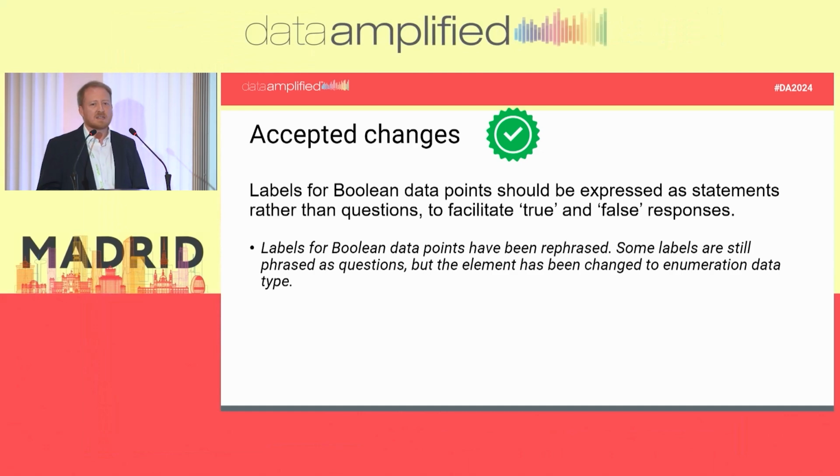But in particular for Boolean data points, where obviously you're expecting a true or false kind of answer to the metric that you're reporting against, we did get some very clear feedback about making sure that labels are expressed as statements rather than as a question which you provide a yes or no kind of answer to. And from a standard setting perspective, this is surprisingly interesting. I find this the more I work in XBRL.